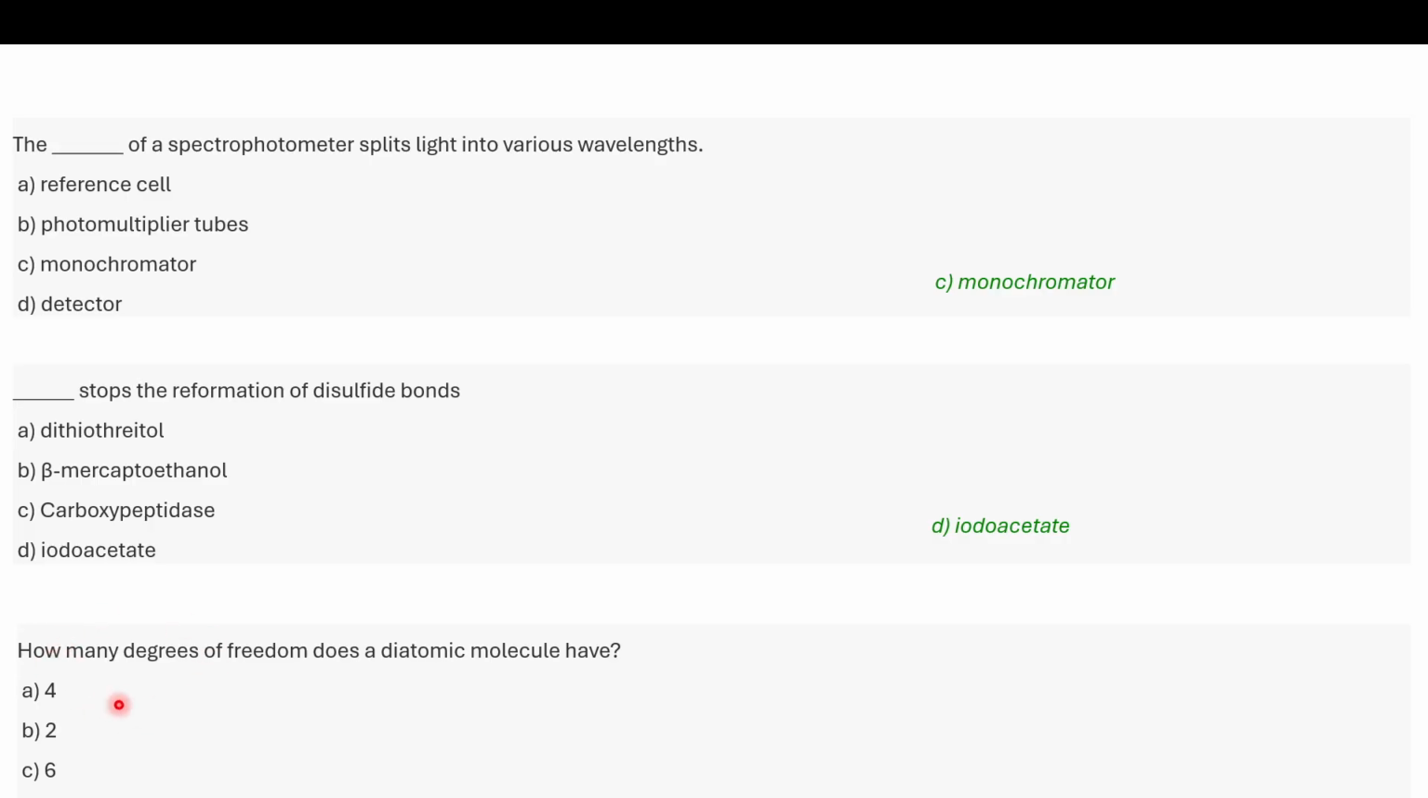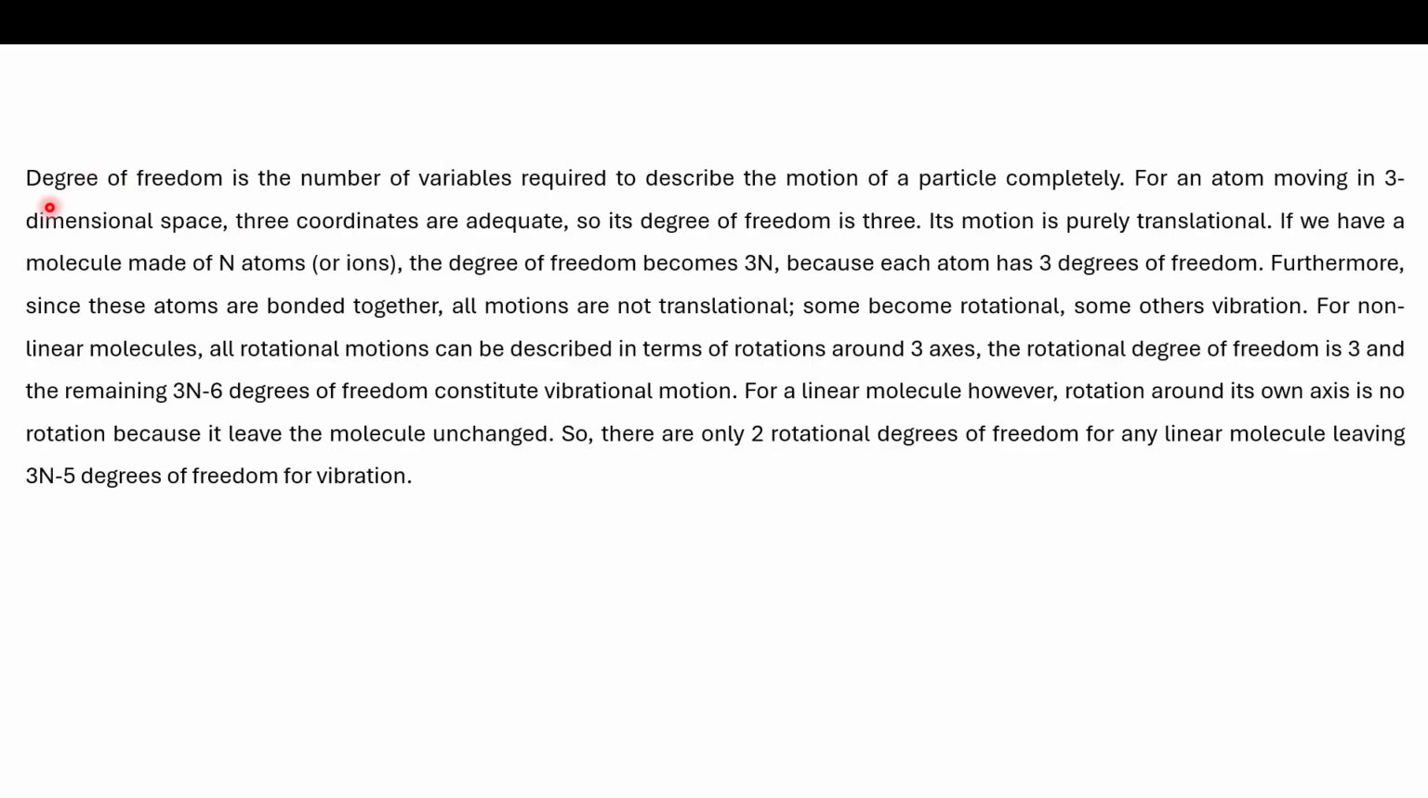Okay. Now, how many degrees of freedom does a diatomic molecule have? It is 3n, which is 3 into 2, 6. Degree of freedom is the number of variables which are required to describe the motion of a particle completely. Now, when we are talking about an atom moving in 3D space, three coordinates are adequate to really describe its motion. So, the degree of freedom is 3 here. Now, in this context, its motion is purely translational, that is along the individual axes, x, y, and z.